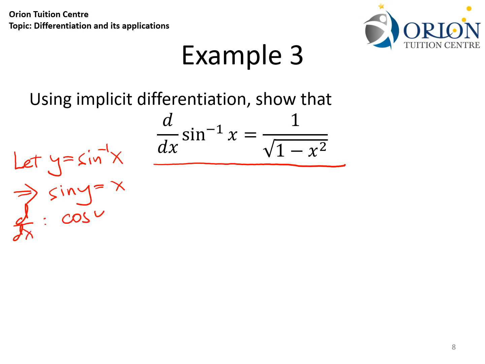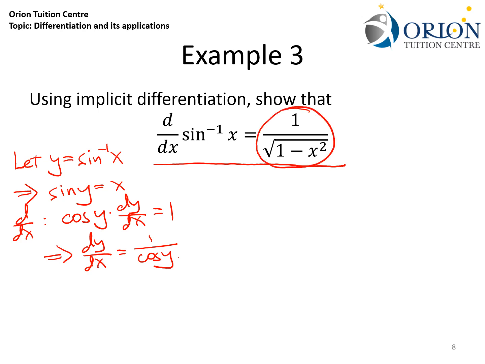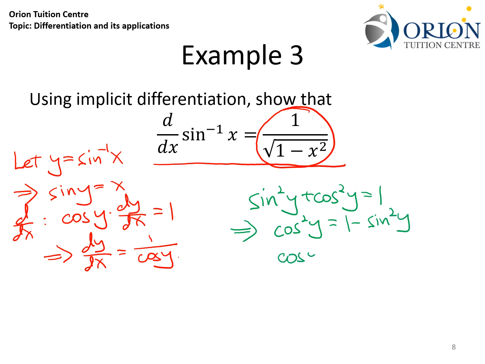I get cosine y times dy/dx equals 1, and therefore dy/dx will be equal to 1 over cosine y. But I do not want to stop here because what I need to show is in terms of x, not y. And I can apply the trigonometric formula sine squared y plus cosine squared y equals 1 over here. So this I can rewrite to become cosine squared y equals 1 minus sine squared y, and therefore cosine y will be equal to the square root of 1 minus sine squared y.